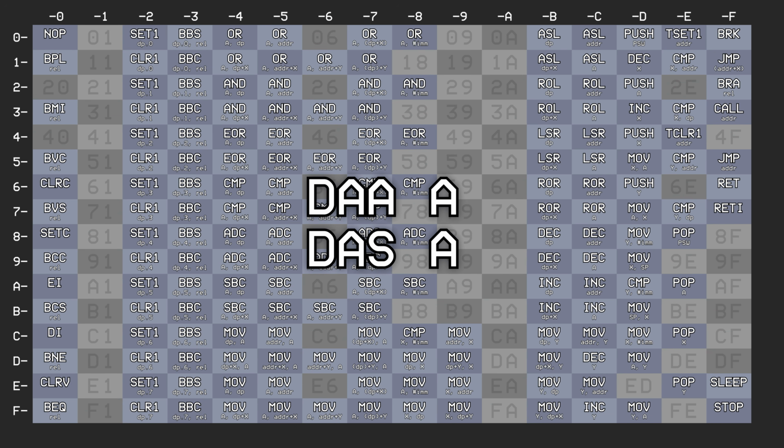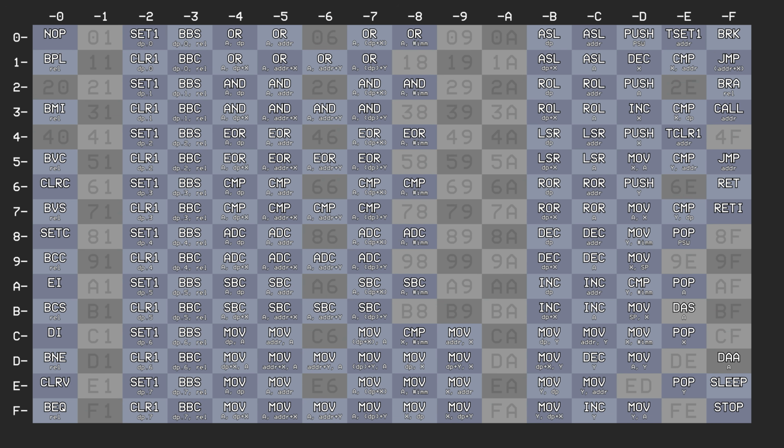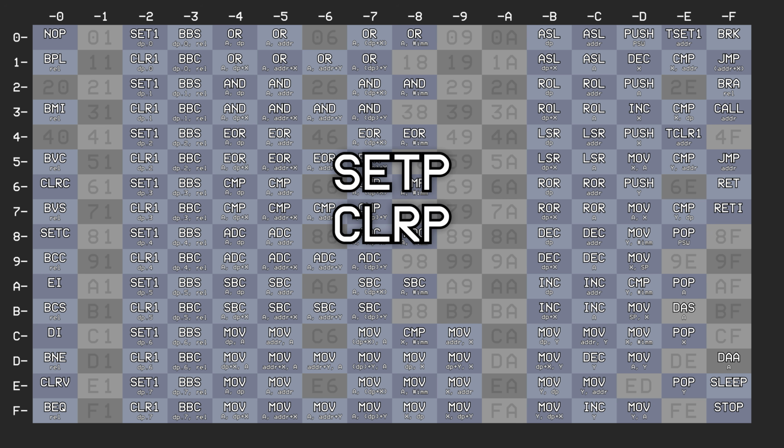So let's continue filling out this matrix until we've covered everything. In addition to flipping the C, I, and V flags, there are instructions for setting and clearing the direct page P flag as well. There is also a not C instruction for inverting the carry flag for use in the bit width instructions we'll see soon.